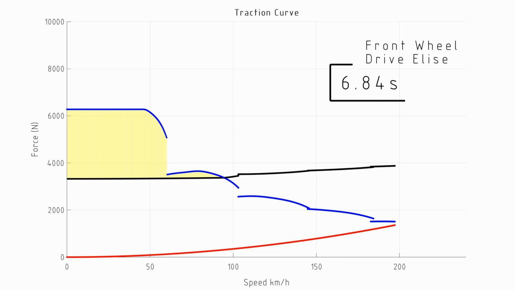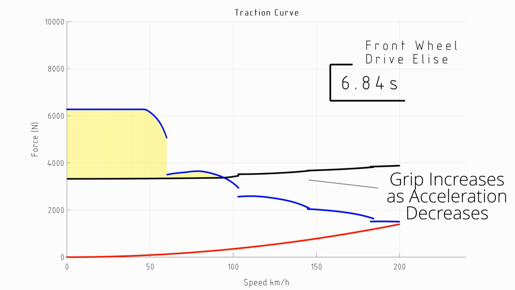You'll actually notice that the available grip from the tires increases as the speed goes up, and that's just because as the acceleration of the vehicle is lowering, there's more load that stays on the front tires. This is a fairly obvious reason why we wouldn't want a front-wheel drive car in this case.